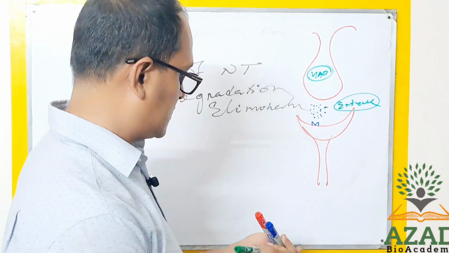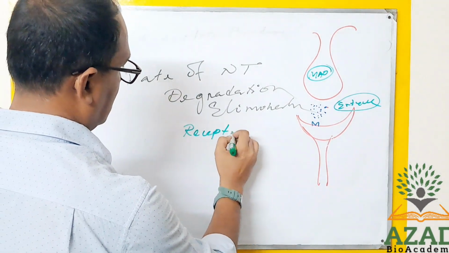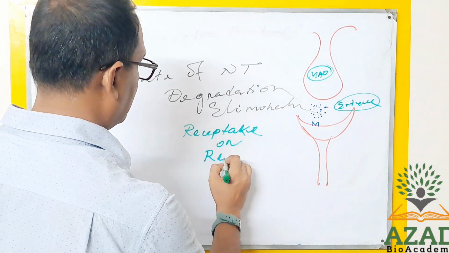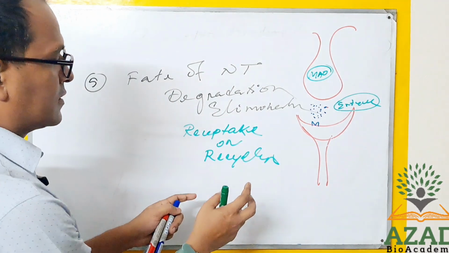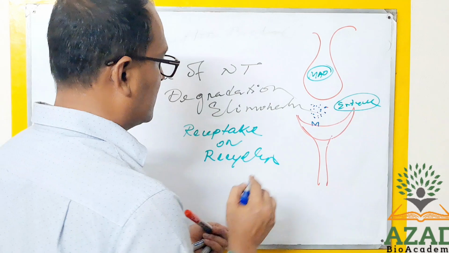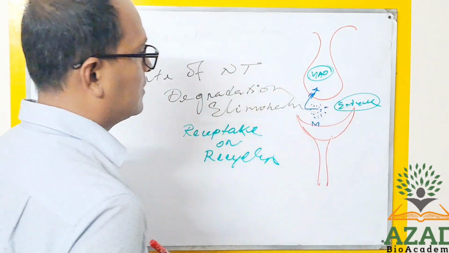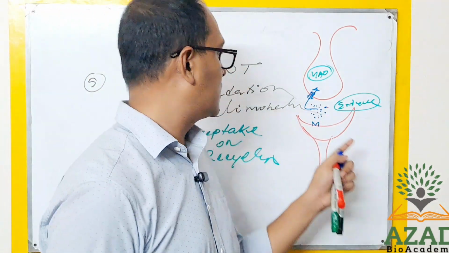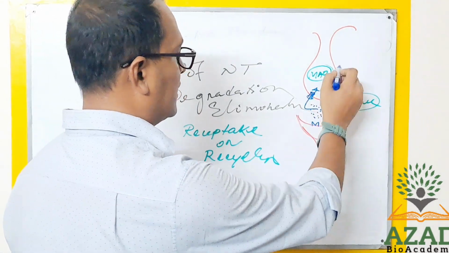Another is reuptake, or you can say recycling. Both are connected and very similar words, but have some core difference. Reuptake means some neurotransmitter can go back to the presynaptic terminal through the reuptake channel. Suppose you think of serotonin, so serotonin reuptake transporters are there. This way they will come back again.